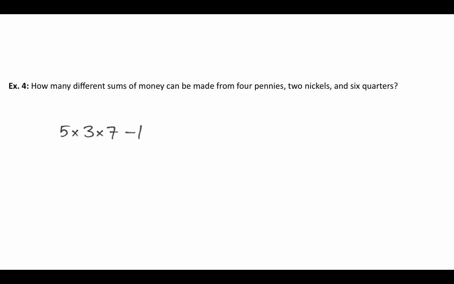Again, we come to a sum of money. Is no coins a sum of money? If you're going to hand somebody some money, you can't give them nothing. So we'll take out the null set. We have 104 different sums of money that we could give.